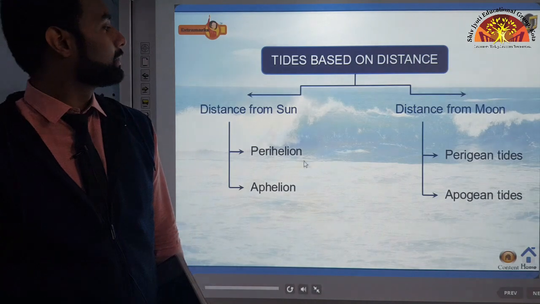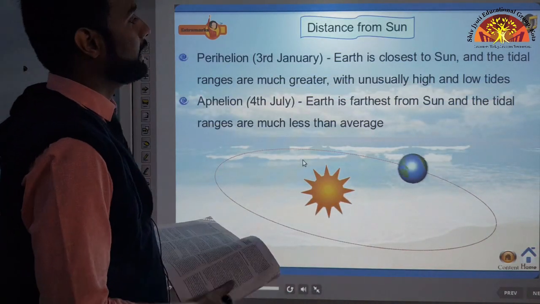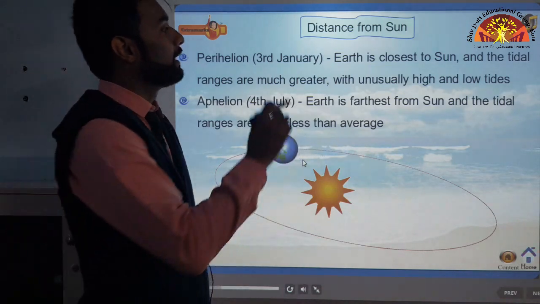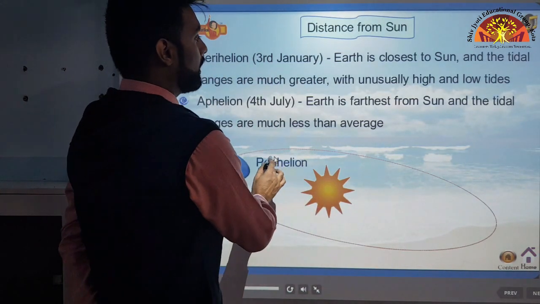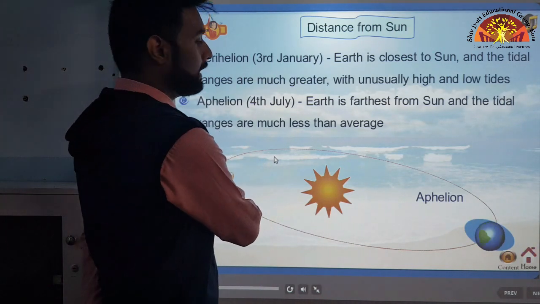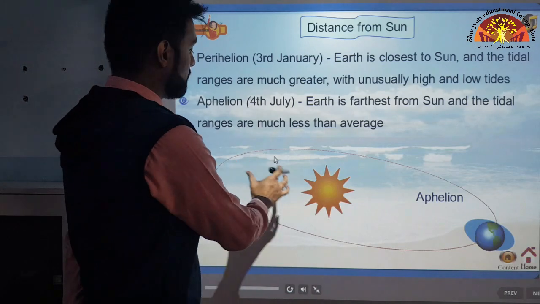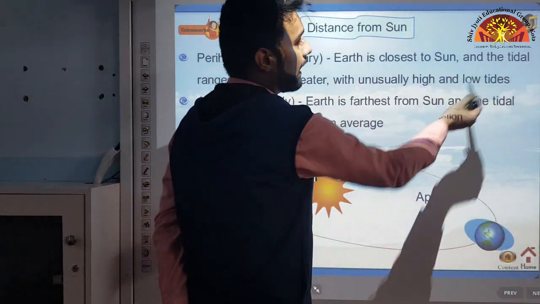Let us discuss. Now, what is happening here? Perihelion on the 3rd of January. The earth is closest to the sun and the tidal ranges are much greater, with unusually high and low tides. The sun on the perihelion will be closer, it will be able to exert a much larger force of attraction and we will experience unusually high and low tides.